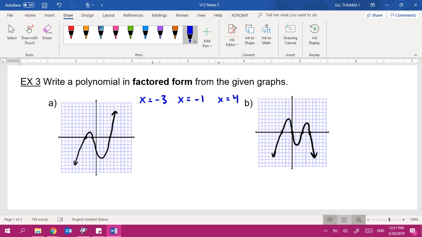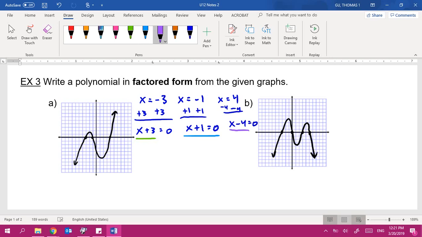That's right. So we add 3 to both sides right here, as you said. So what do I get? X plus 3 equals 0. There's one of my factors right there, x plus 3. Next, x plus 1 equals 0. And x minus 4 equals 0. So there's my three factors.